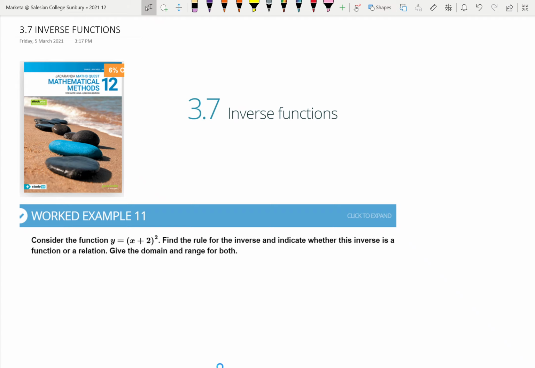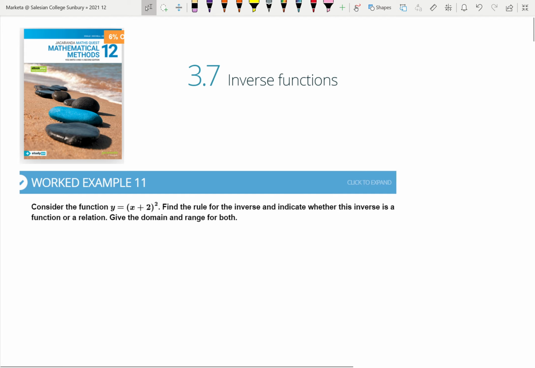Hi guys, today I'm going to do the worked examples from 3.7, which is inverse functions. So we've already done 3.6, which gives us a bit of an introduction to inverses and how they work. And there are 4 examples here.